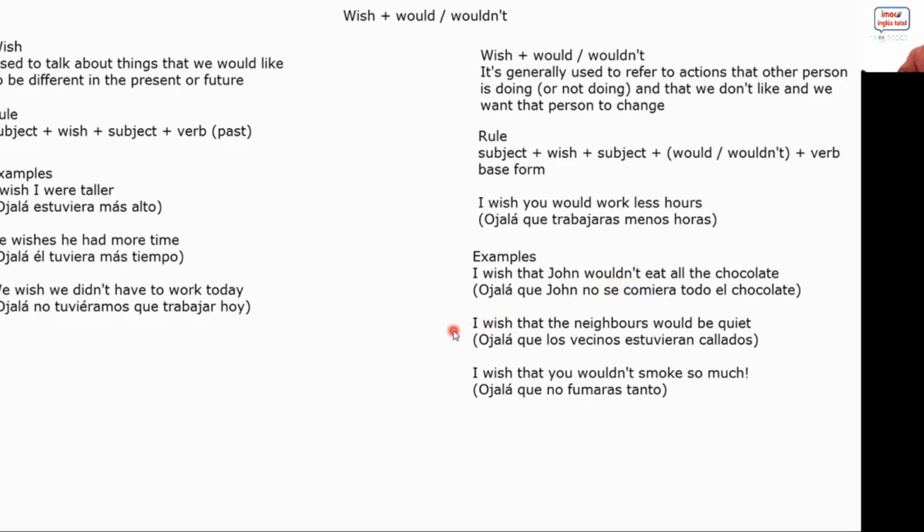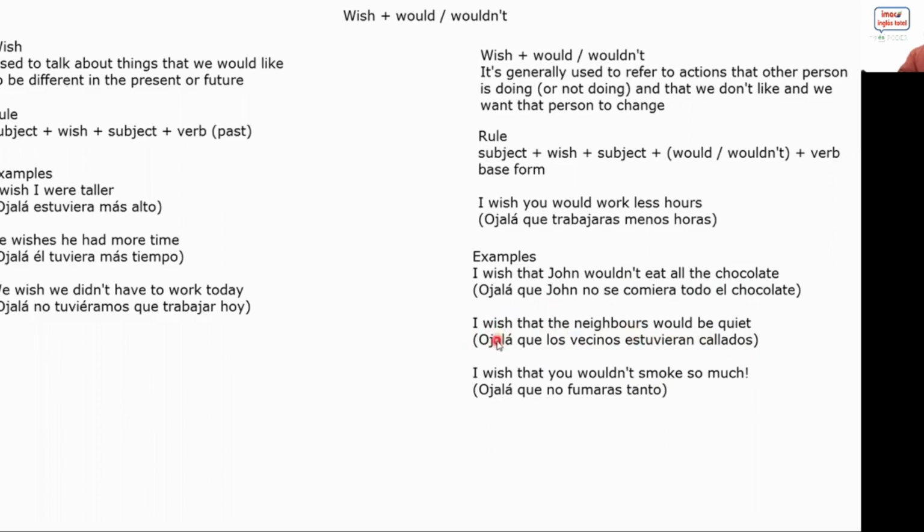Another example. I wish that the neighbors would be quiet. Ojalá que los vecinos estuvieran callados. Desearía que los vecinos estuvieran callados. So, the neighbors are really noisy. I don't like that. I want the neighbors to change this behavior.